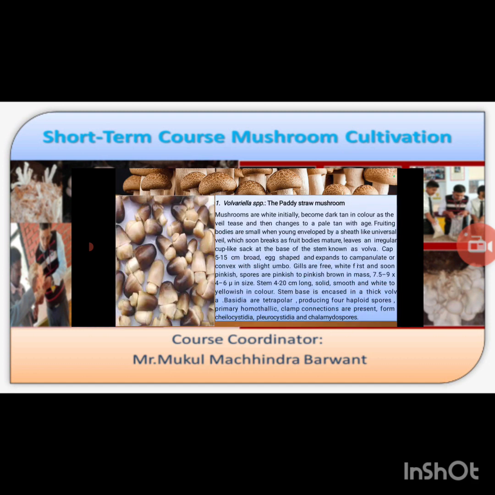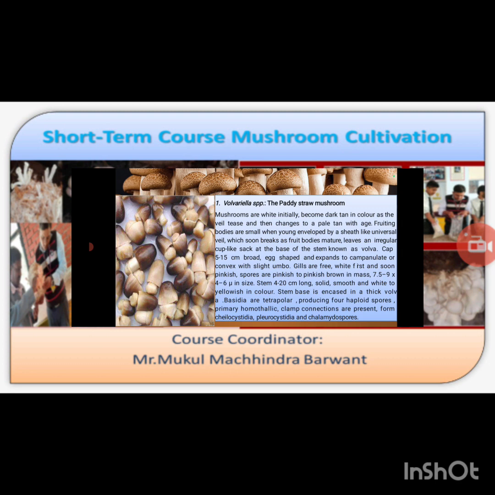Then another type of mushroom variety, Volvariella species. It is also known as the paddy straw mushroom. Mushrooms are white initially and become dark tan in color as they age, then change to pale tan with age. Fruiting bodies are small when young and develop into a sheath-like universal veil, which soon breaks to release the fruit body. Mature, the volva is irregularly cup-shaped. At the base of the stem the volva is present. Cap 5 to 15 centimeters, broadly egg-shaped, expanding to campanulate to convex with a slight umbo.